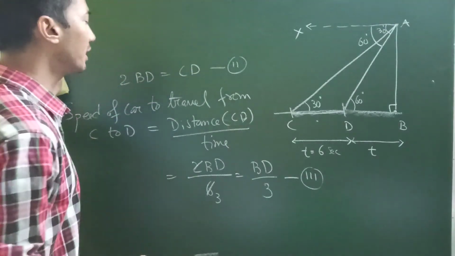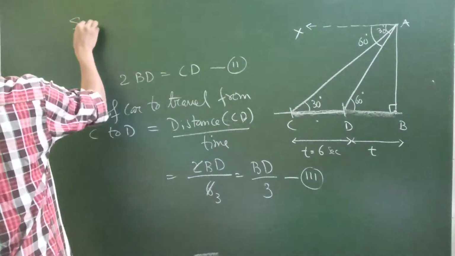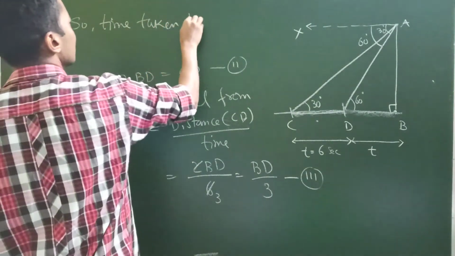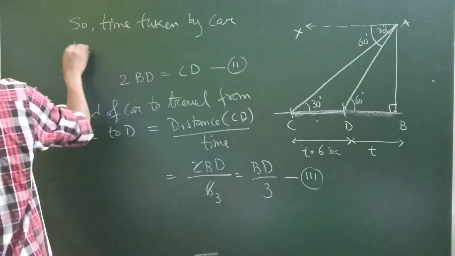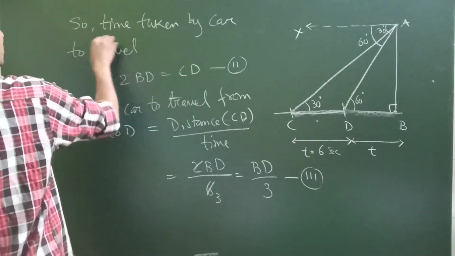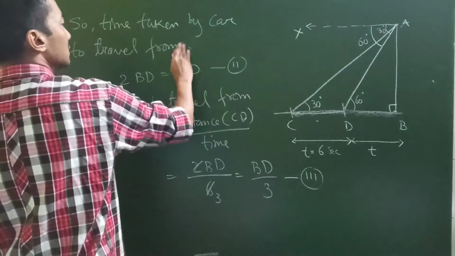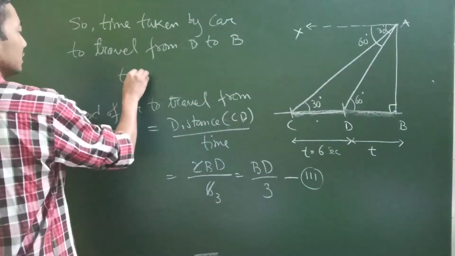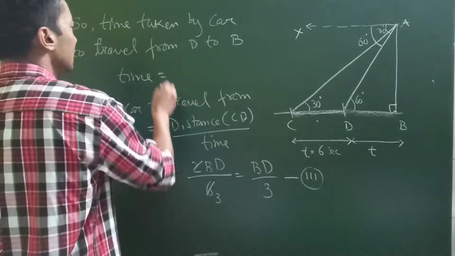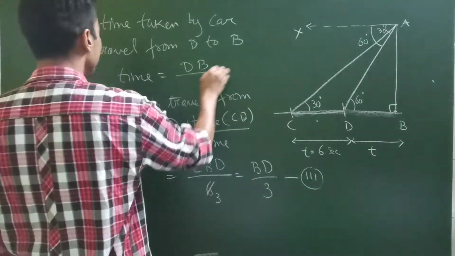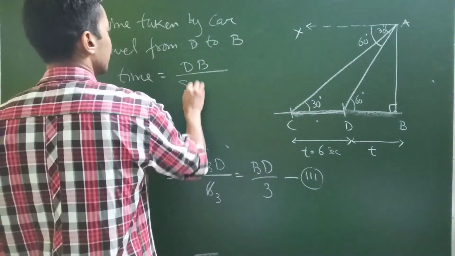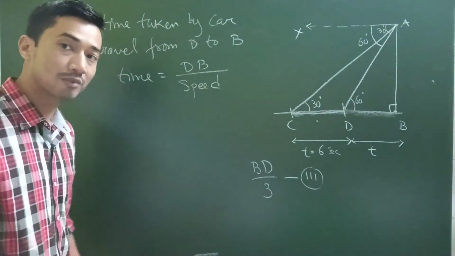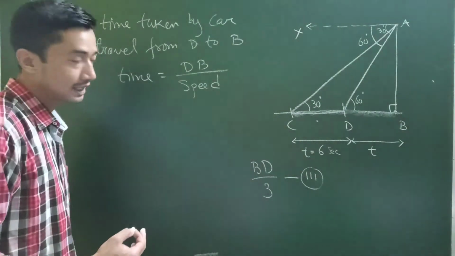Now, look here, it's very interesting. Time taken by the car to travel from D to B. So what will be the time taken by the car to travel from D to B? It's going to be distance DB upon speed. DB upon speed, right? You can check that formula: time equals distance by speed.